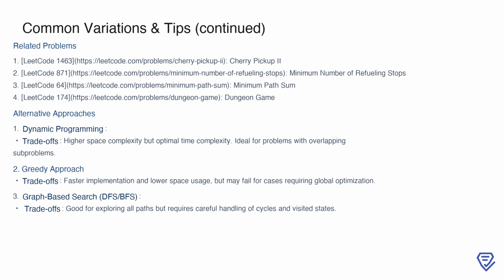Beyond related problems, you can also consider alternative approaches to solving this type of question. Dynamic programming is particularly effective for problems with overlapping subproblems, although it may come with higher space complexity. A greedy approach offers faster implementation and lower space usage but can fail in scenarios requiring global optimization. Lastly, graph-based search techniques like DFS or BFS are useful for exploring all possible paths, though they require careful management of cycles and visited states. Each approach has its trade-offs, so the choice depends on the problem's specific constraints and requirements.